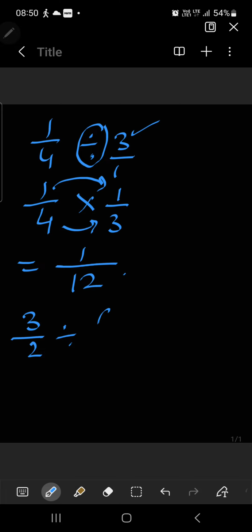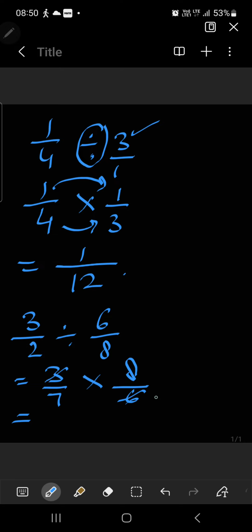I am taking one more example. Now what we will do here, you have to keep your first fraction as it is. Just convert the sign of division to multiplication and reverse the second fraction, numerator to denominator and denominator to numerator. Now if there is a common multiple, then you can divide. 3 2s are 6, 2 4s are 8. So you will get 4 by 7 as your answer. Okay.